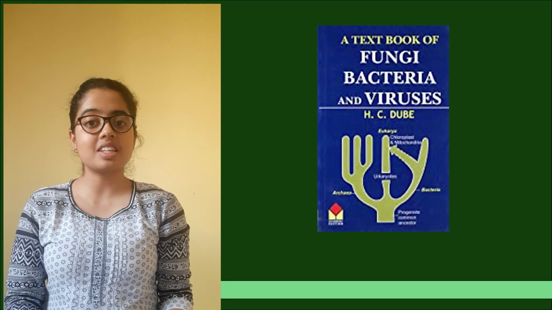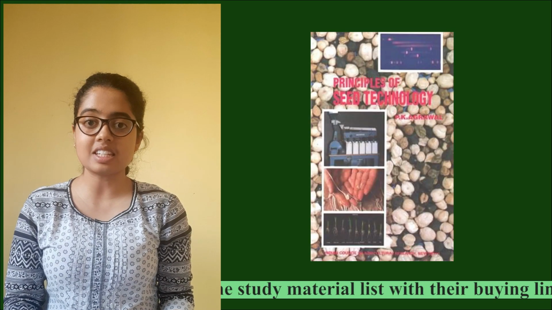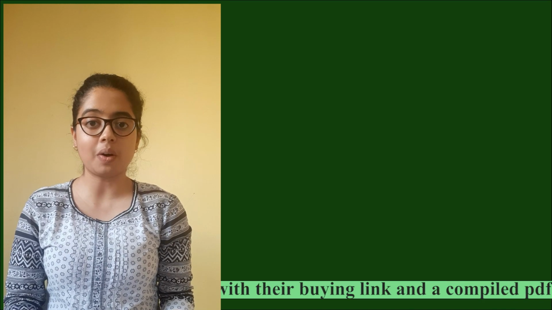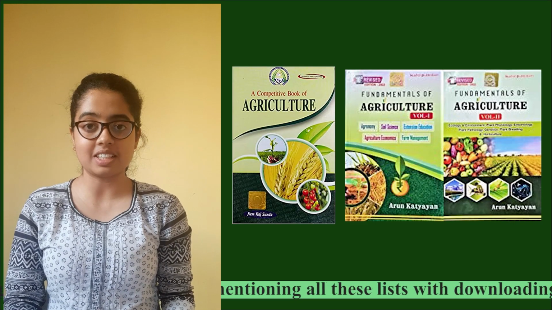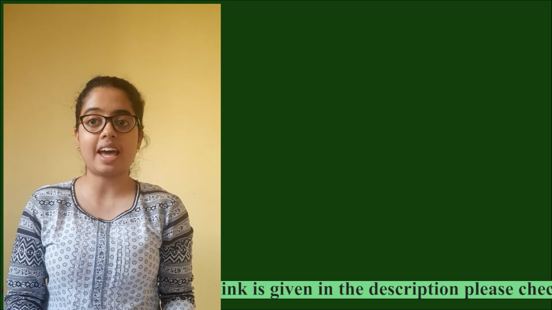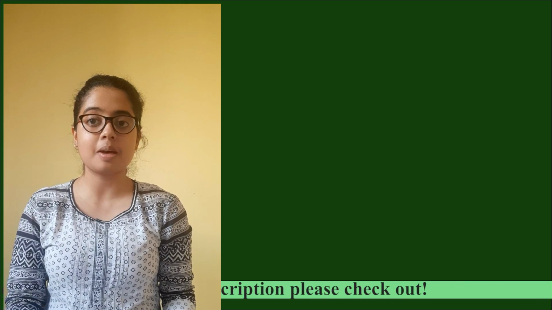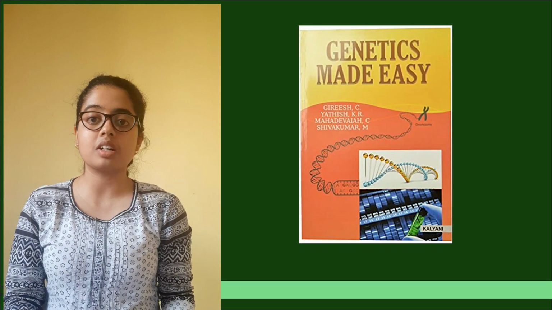Talking about my journey, in third year, I made weekly targets to study the basic books: B.D. Singh for genetics and plant breeding, H.C. Dube for plant pathology, Tauro and Kapoor for microbiology, P.K. Aggarwal for seed science and technology, and Allen Notes for plant physiology, and Nemraj Sunda and Arun Katyayan for general agriculture. I used to make short notes for important chapters like cytogenetics, Mendelian genetics, breeding methods, and molecular genetics. In molecular genetics, I referred to the Genetics Made Easy book.